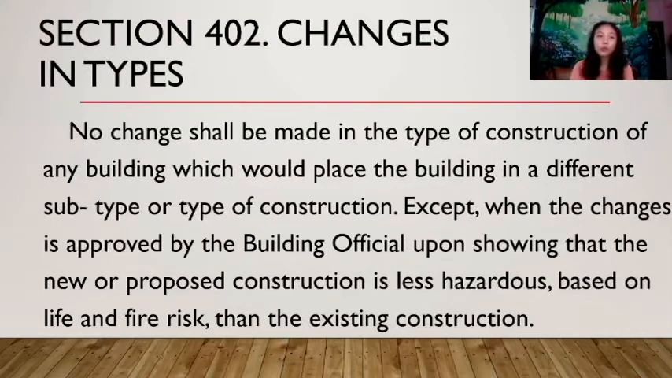Section 402, changes in type. No change shall be made in the type of construction of any building which would place the building in a different subtype or type of construction, except when the change is approved by the building official upon showing that the new or proposed construction is less hazardous, based on life and fire risk, than the existing construction. So you may not be able to change the type of construction of any building, except if the newly proposed construction is approved by the building official and if the new one is less hazardous, meaning it is less risky or dangerous based on life and fire risk.